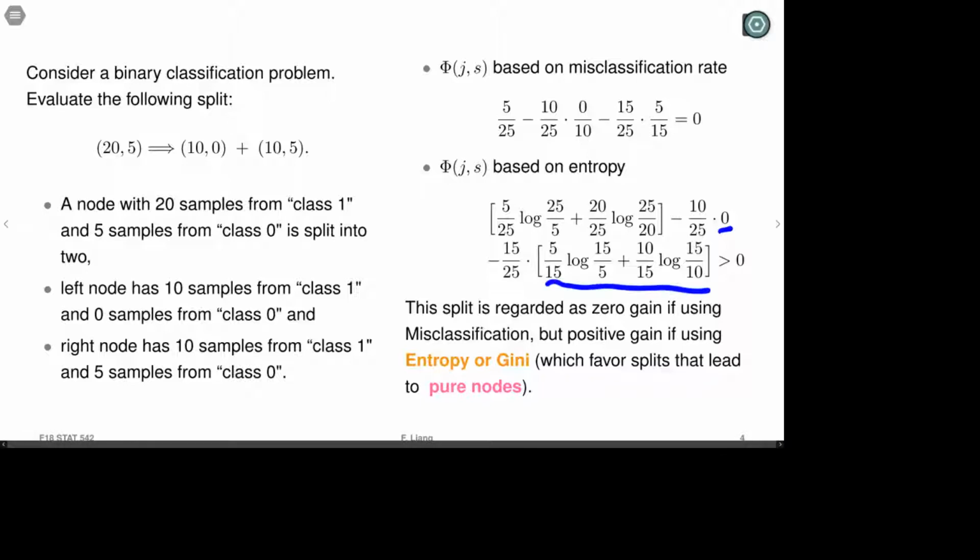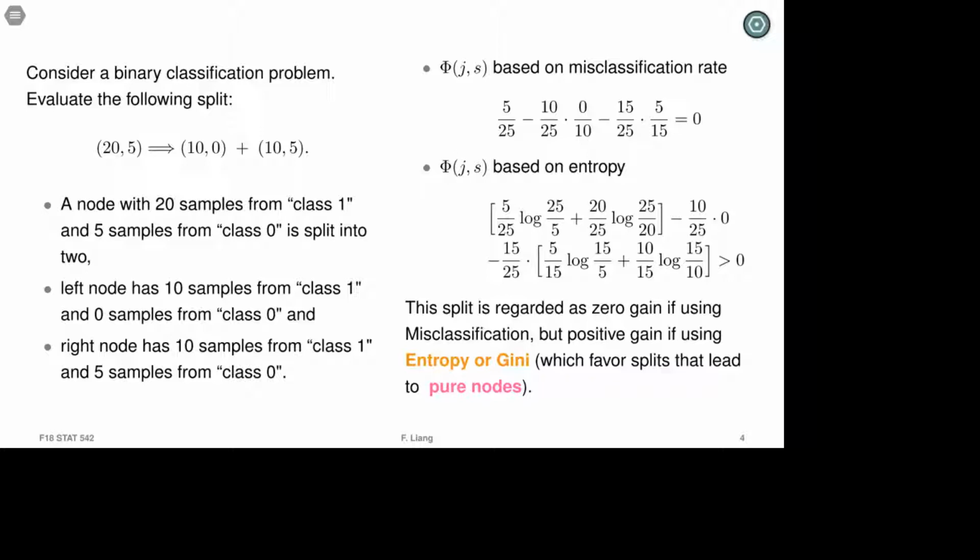And then you can actually calculate the entropy for the right node, and you can check this at home. You're going to find out the difference is actually bigger than 0. So in short, if you use entropy or the Gini index, because they're strictly concave, they will favor splits that lead to pure nodes.